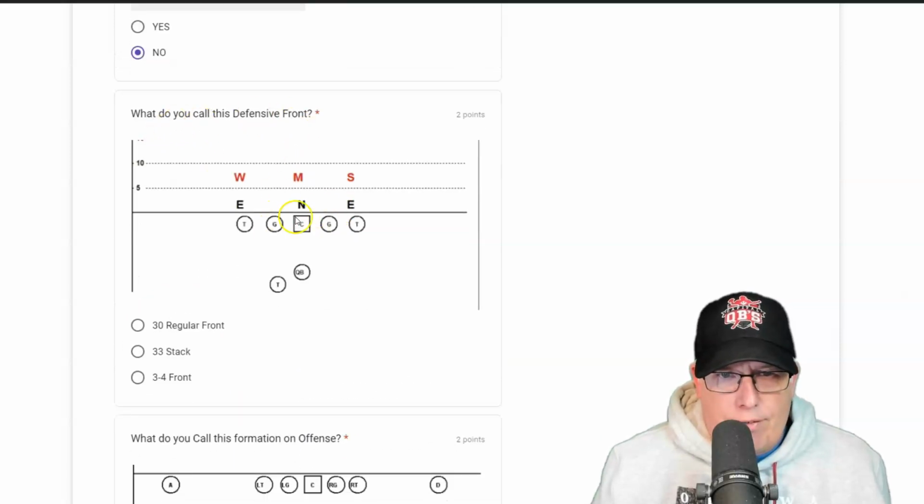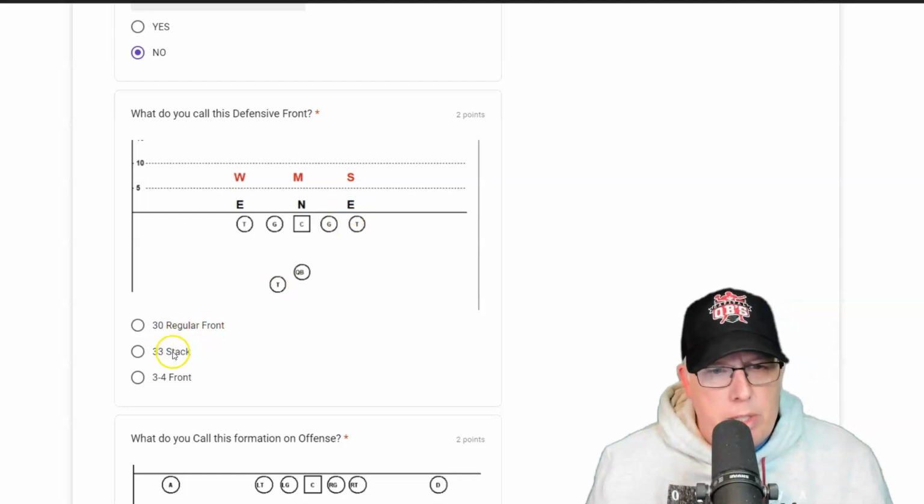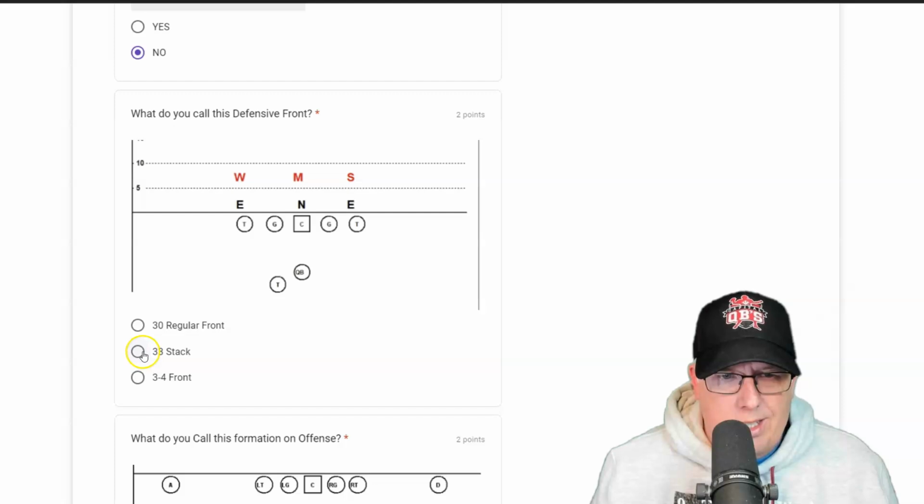What do you call this defensive front right here? So you got your Will, your Mike, your Sam linebacker, and they're behind the end, nose, and the other end. So is it a 30 regular? Is it a 33 stack, or is it a 3-4 front, right? So I think it's a 33 stack because you got 3 down linemen, 3 linebackers, and they're stacked above each other, right? So that's what we call a 33 stack.